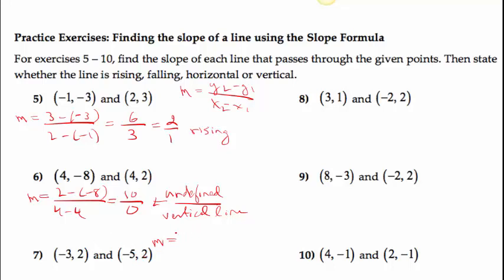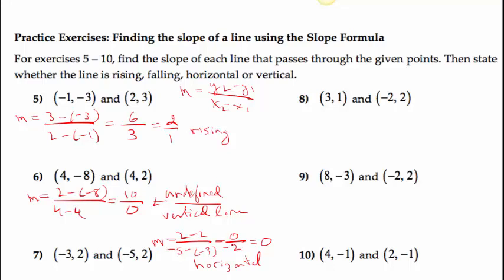All right, and then 7 is just going to be the reverse of 6, where in 7 we're going to get a 0 up in the numerator, and then in the denominator 2 minus 2 is 0. Negative 5 minus negative 3 is negative 5 plus 3, which is negative 2, but it doesn't even matter that it's negative. The 0 is in the numerator, so it's 0. So this is going to be a horizontal line.